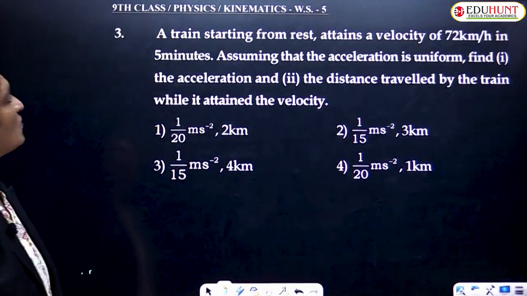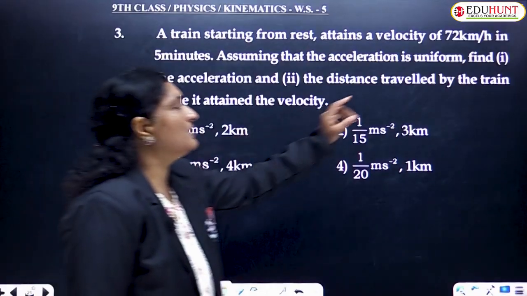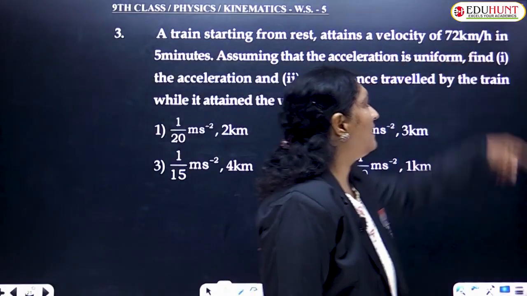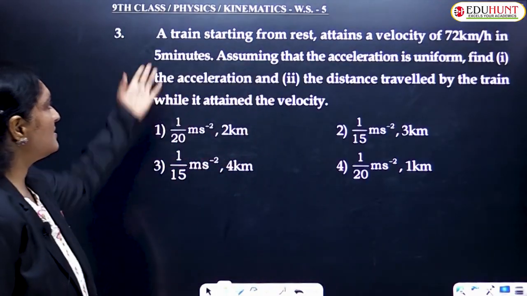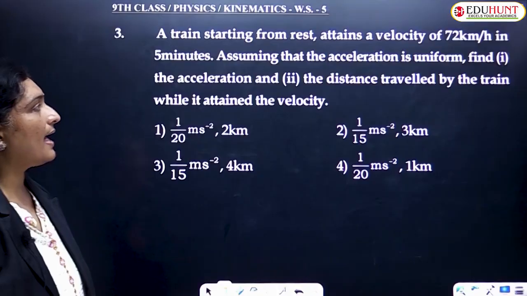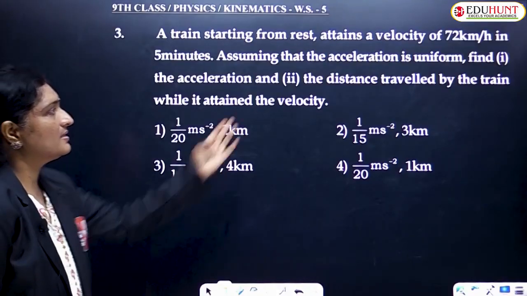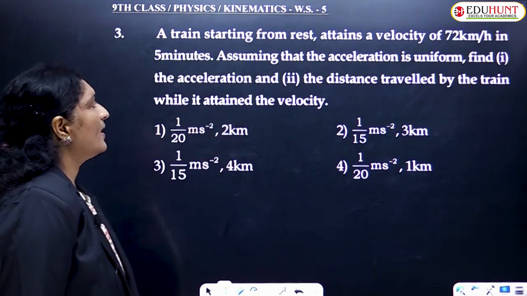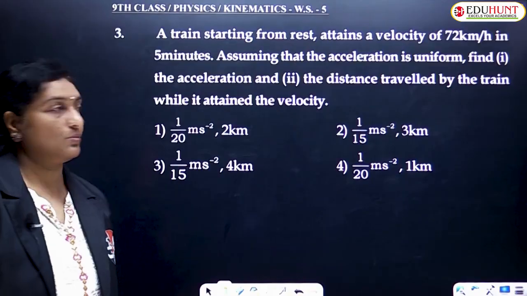Yes. A train starts from rest, attains a velocity of 72 km per hour. Children, what is given here? 72 km per hour is given, and time was given as 5 minutes. Assume that the acceleration is uniform. You're asked to find the acceleration as well as the distance traveled by the train while it attained the velocity. So you're asked to find out two answers.